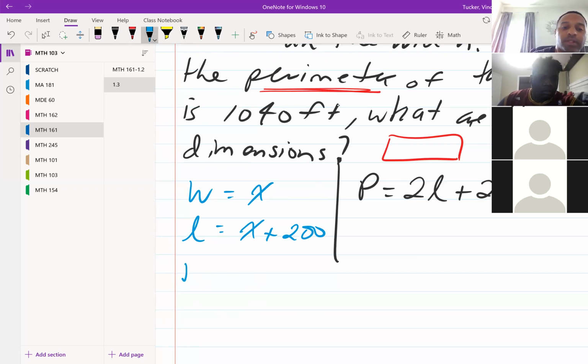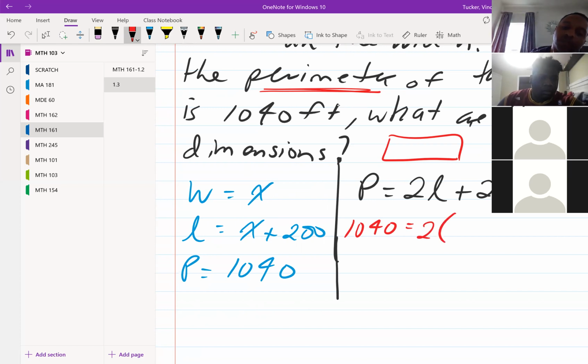We know what P is. The perimeter is 1,040. So we can plug in those three pieces into the formula accordingly. That's 1,040 equal to 2 times x plus 200 plus 2x.